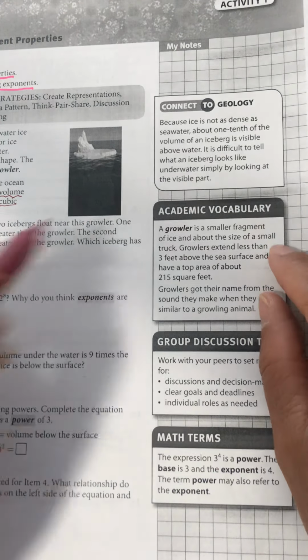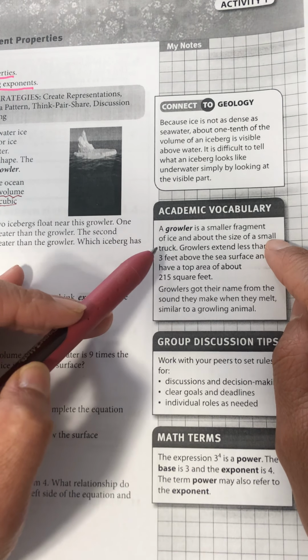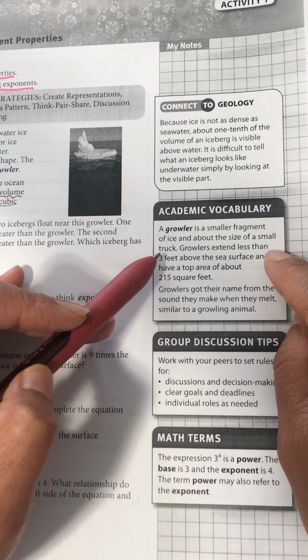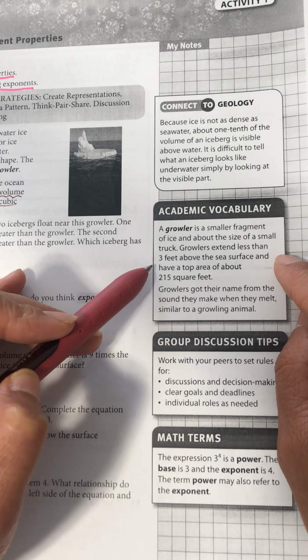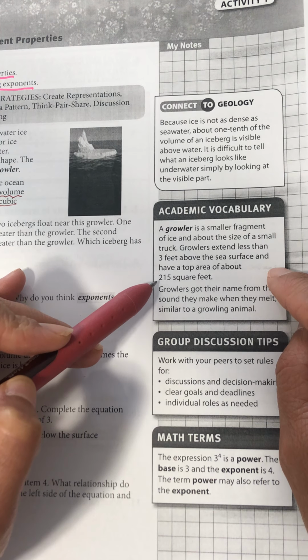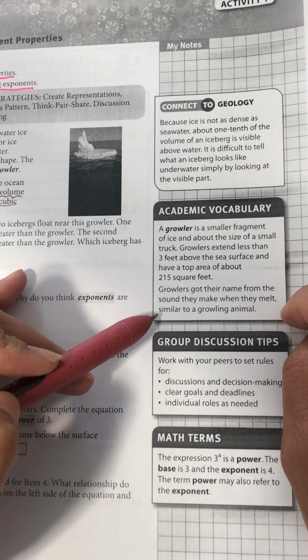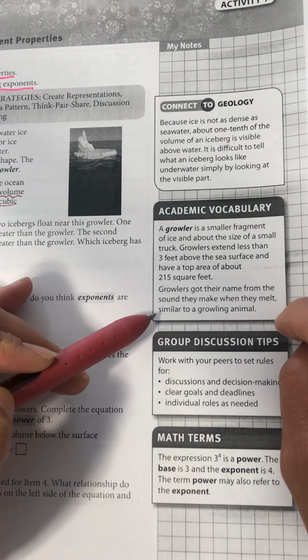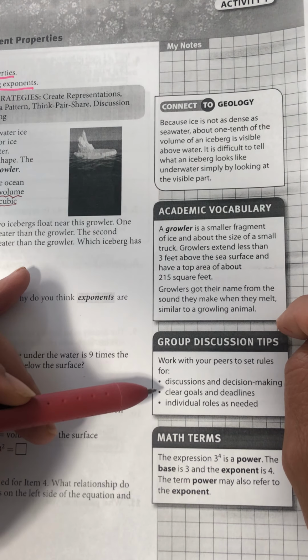Okay, over on the right, there's some academic vocabulary. It goes over what a growler is. It's a fragment of ice, so a piece of the ice, about the size of a small truck. Growlers extend less than 3 feet above the sea surface and have a top area of about 215 square feet. Growlers got their name from the sound they make when they melt, similar to a growling animal. Oh, so when they melt, they make a growling sound. That's pretty cool.